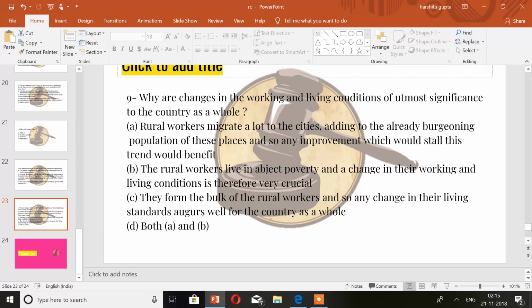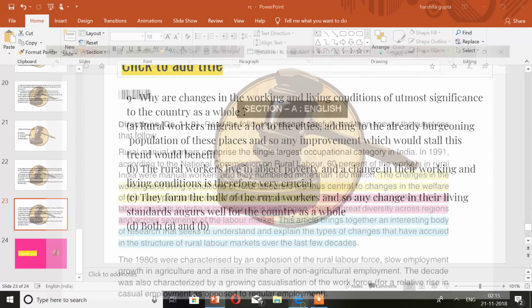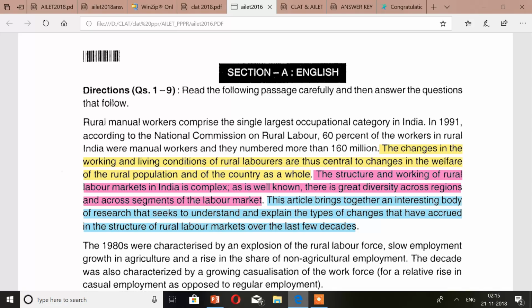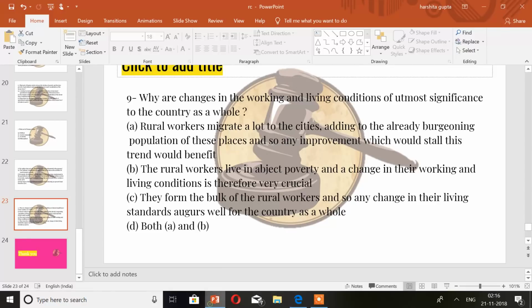Why are changes in the working and living conditions most significant to the country as a whole? This is actually a very direct question. If you just see the very first para, the changes in the working and living conditions are thus central to changes in the welfare of the rural population and the country as a whole, because 60% were manual workers, the single largest occupational category. So option C is a very direct answer.